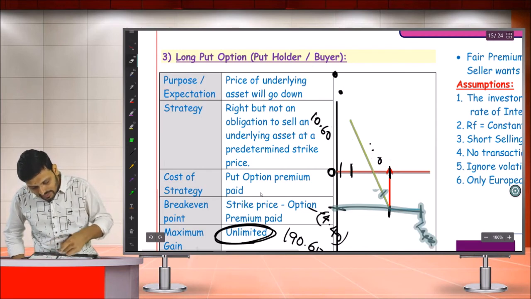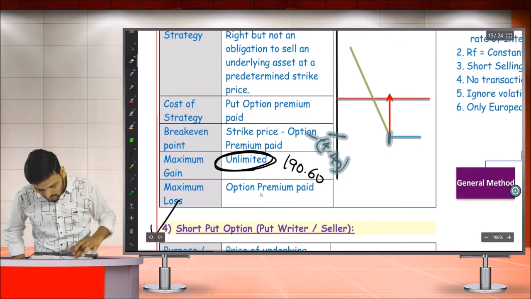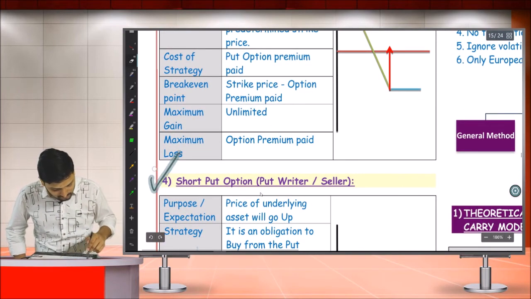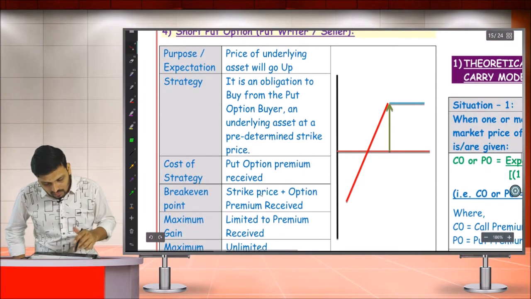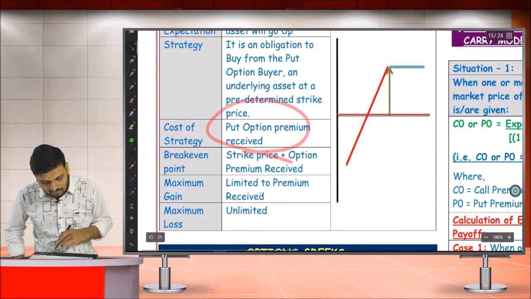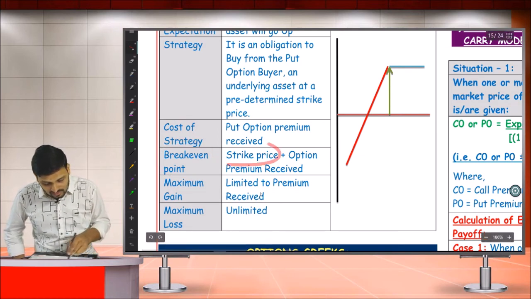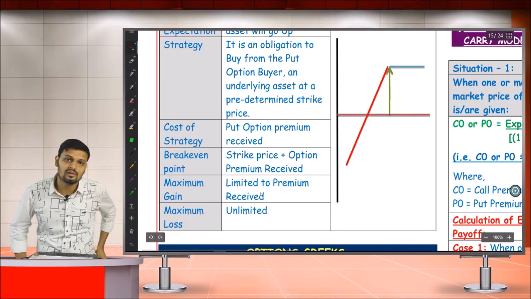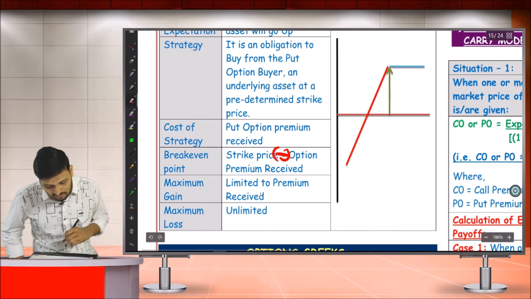Now I hope you can understand even for put option sellers, right? Put option sellers is just the opposite of what we have learned till now. Put option seller, his expectation is price will go up. Strategy, obligation to buy. Cost of strategy, put option premium received. Yeah, he is receiving only, he is not paying anything. Break even, strike price plus option premium received. For call option seller, this was minus option premium received, but here it will become plus.